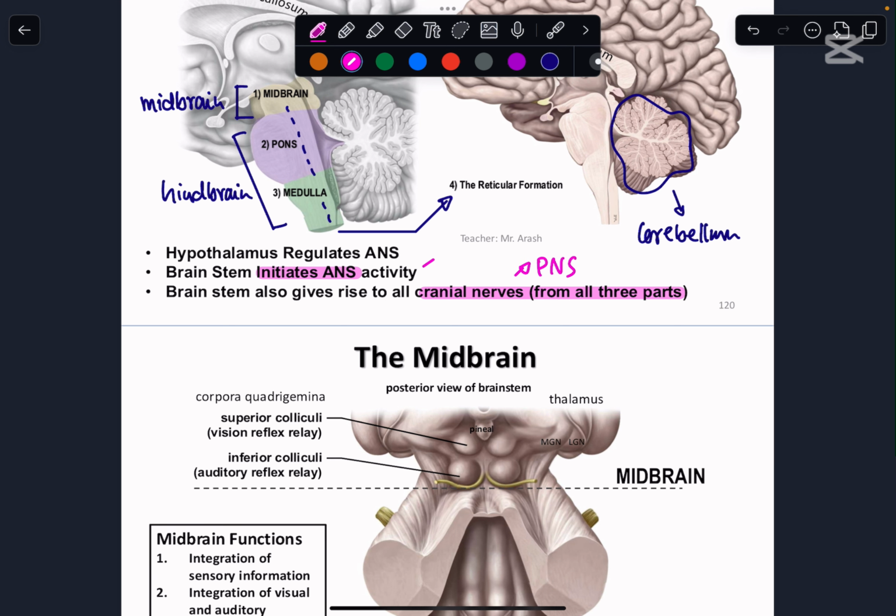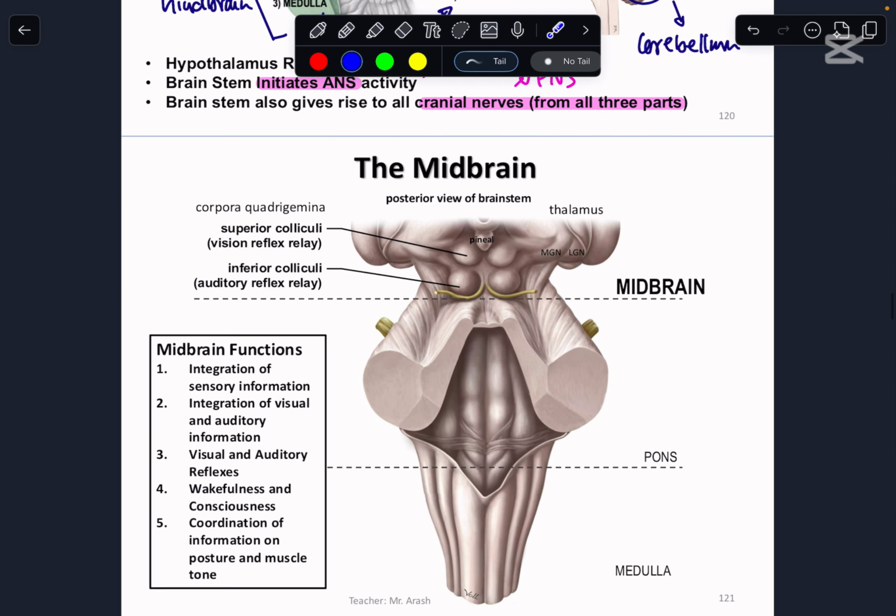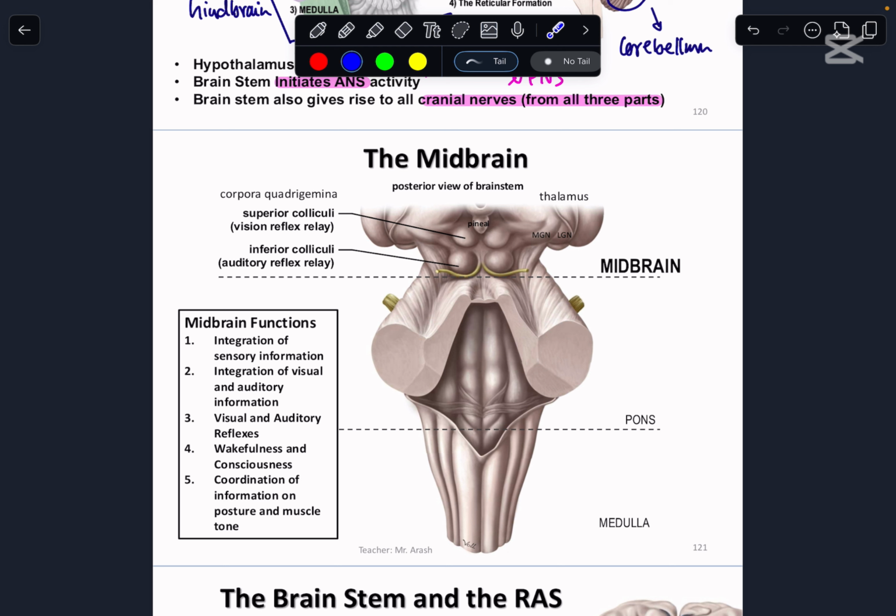However, this part is technically part of your central nervous system. The autonomic nervous system, part of your central nervous system. Okay, so we'll talk about the cranial nerves later, but let's dive deep into different parts of the brainstem. Guys, I'm going to highlight stuff here, and the ones that I've highlighted are the ones you need to know for the test. Don't worry about the other details, okay?